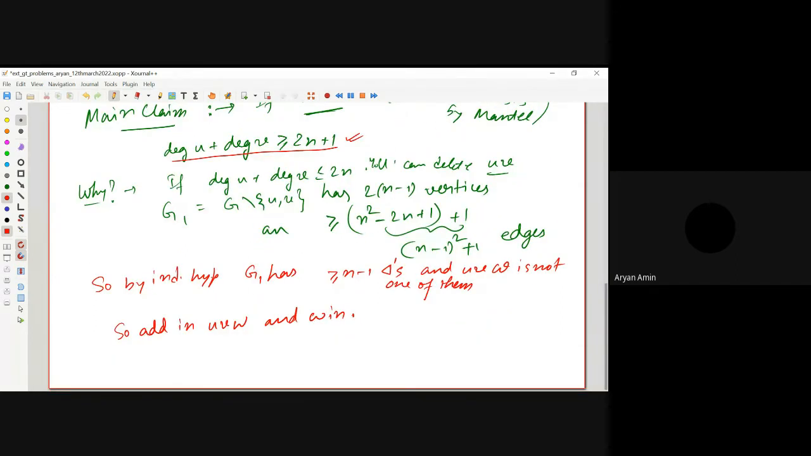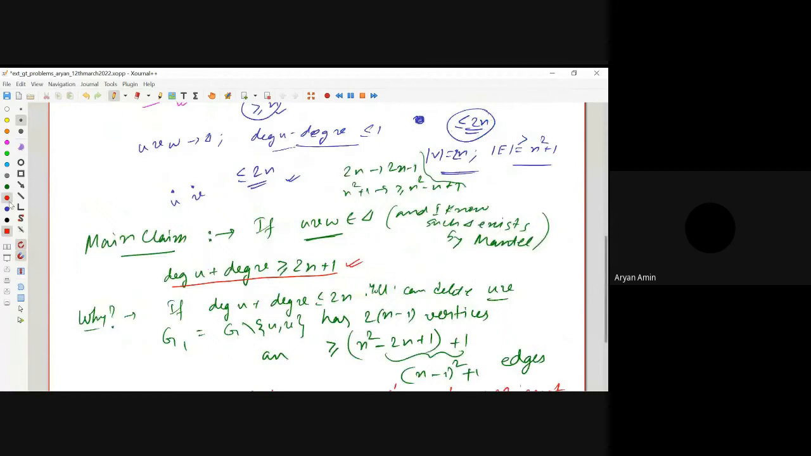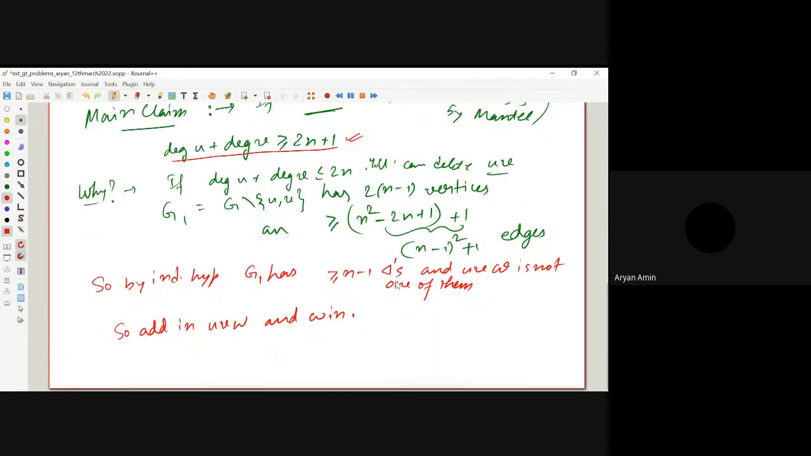Okay. So someone suggested removing one vertex. One reason that does not work is you are going from 2n to 2n minus 1, so it doesn't help with the induction. Okay, let's move to the next page.